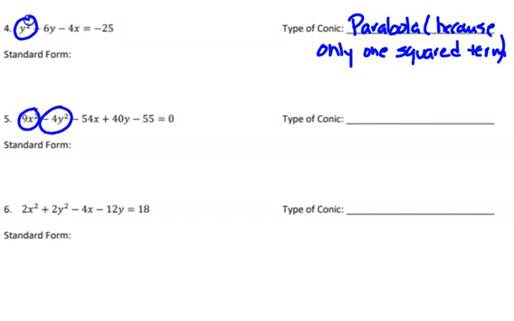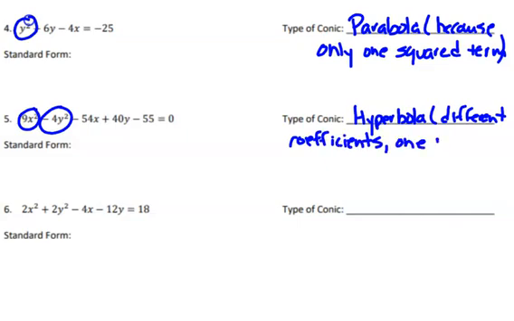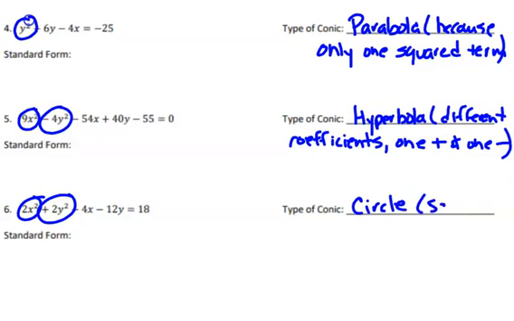Number 5, look at the 2 squared terms. Hyperbola. So again, different coefficients for the square terms. The biggest thing is one positive and one negative. Finally, the last one is a circle. Circle, same coefficients. There is a 2 in front of both.